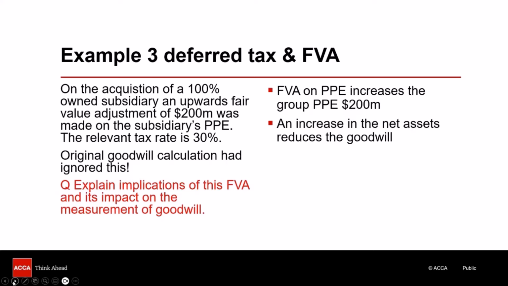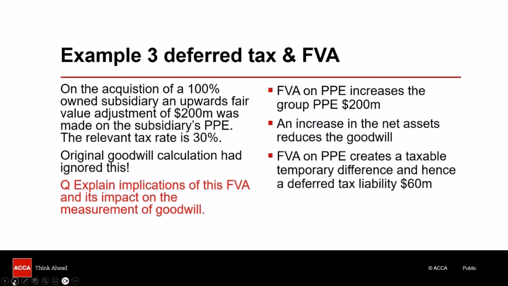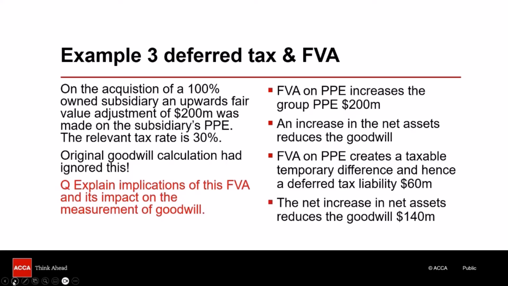This is a taxable temporary difference. And you know the answer's 60. Yeah, tell me you know the answer's 60. And that is an additional deferred taxation liability. So from a net asset point of view, from a goodwill point of view, the net adjustment is 140. The net adjustment is 140.